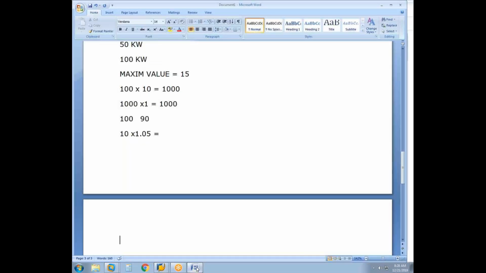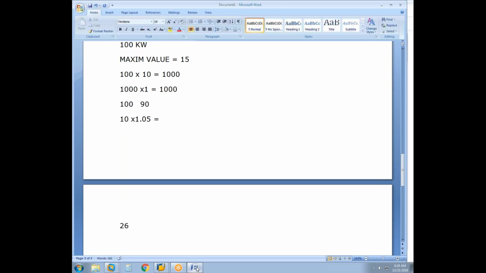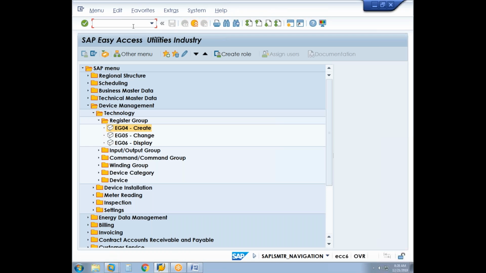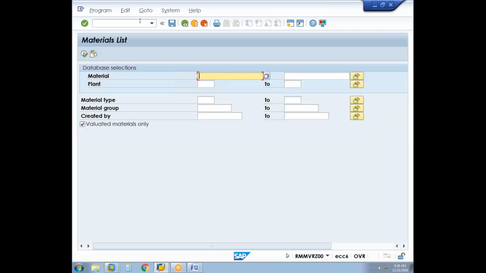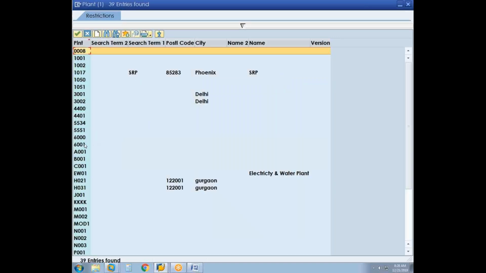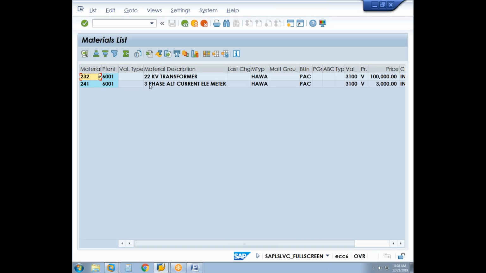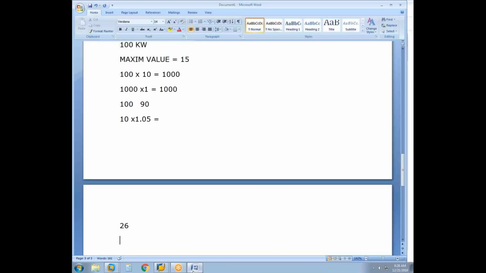Now, having created the register group, we can go and create a device category. For the device category, we require the material which we have already created. So now we will go to M60 and find out what material number we have created. And our plant is 6002, 6001. For this plant, we have created a particular material as 241. 241 is the material number, three-phase alternate current electricity meter. So our material number is 241.